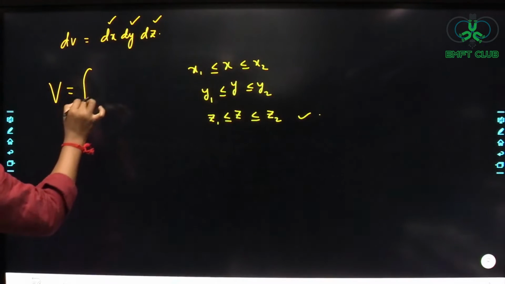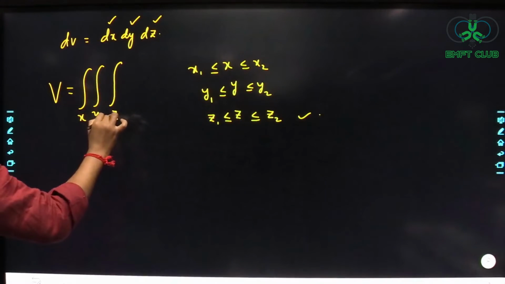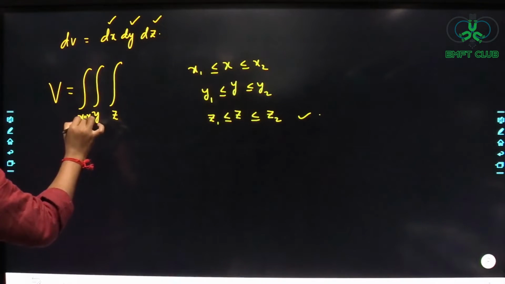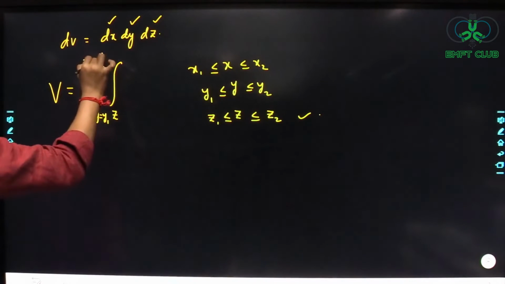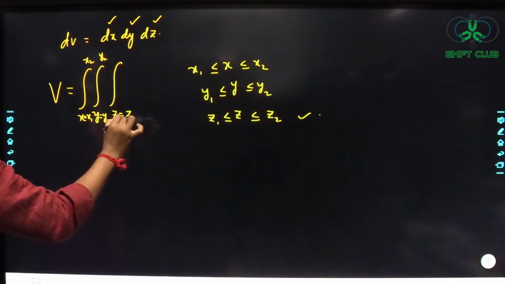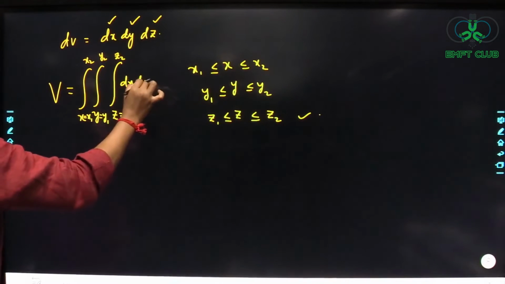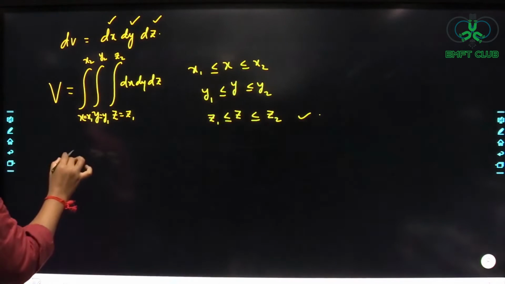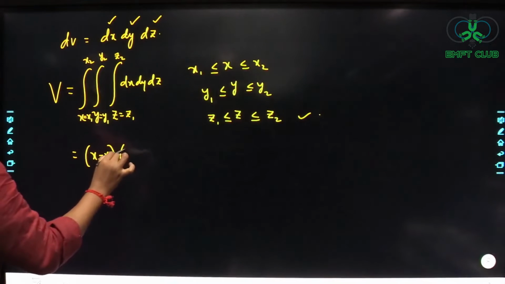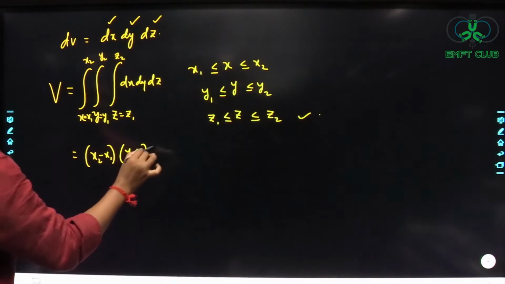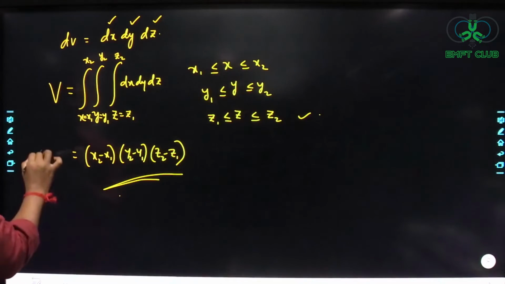Integration with respect to x, integration with respect to y, integration with respect to z. So x is varying from x1 to x2, y is varying from y1 to y2, z is varying from z1 to z2. So dx dy dz. This is equivalent to what? You are going to get x2 minus x1 into y2 minus y1 into z2 minus z1. So this is the volume you are going to get.